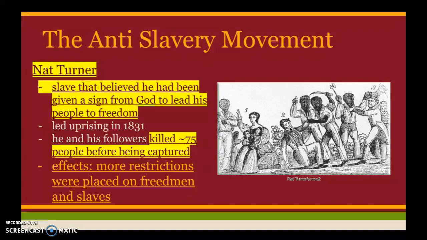The long-term effects of Nat Turner's rebellion is that more restrictions were placed on both freedmen in the United States and on enslaved people. This is when it became illegal to teach slaves how to read or write. Slaves could not gather in large groups without also having a white person present. So we really begin to restrict enslaved people's rights even more because of this fear of other uprisings.